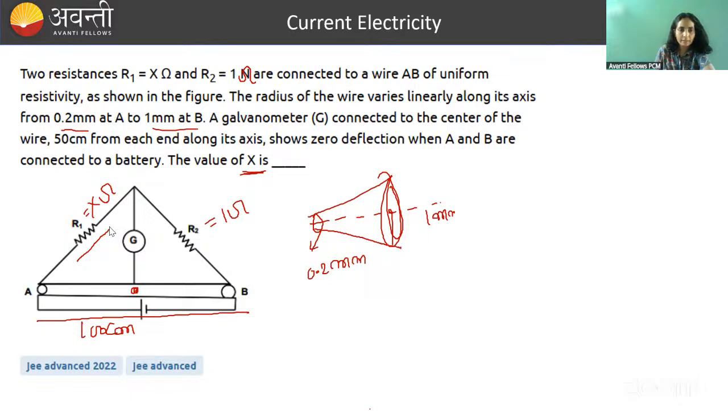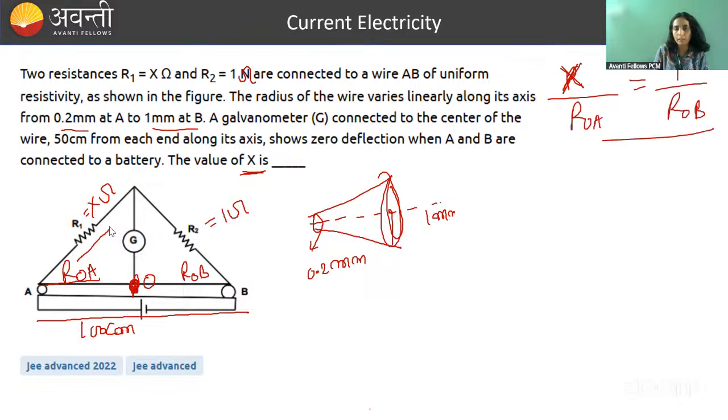अगर तुम्हें जैसे देखो यहाँ पे हमें null point मिला है, यहाँ पे हमें zero deflection मिल रहा है. And if we know resistance of this wire, let's say this point is O, if we know resistance of OA and if we know resistance of OB, we can simply write here with balanced Wheatstone bridge condition, that is your R1, that is your X by ROA is equal to R1 by ROB. This is the basic equation that we have to use, right?